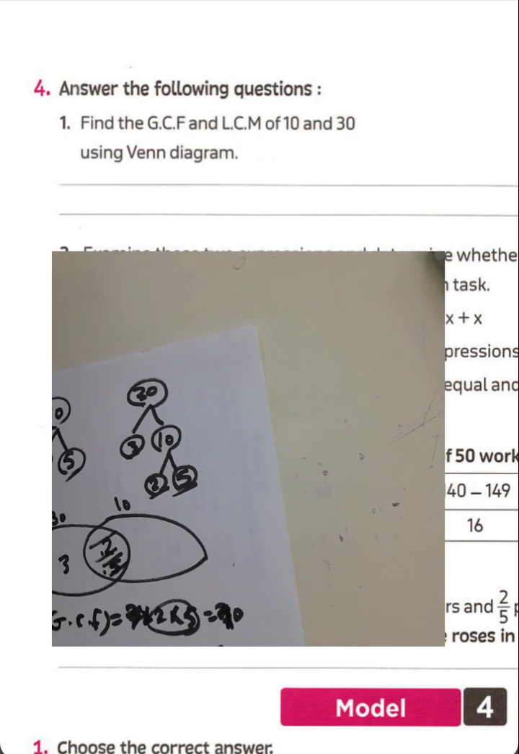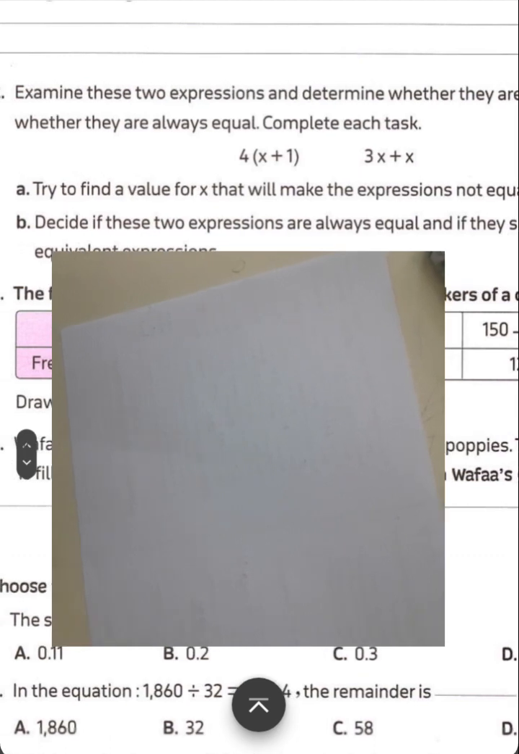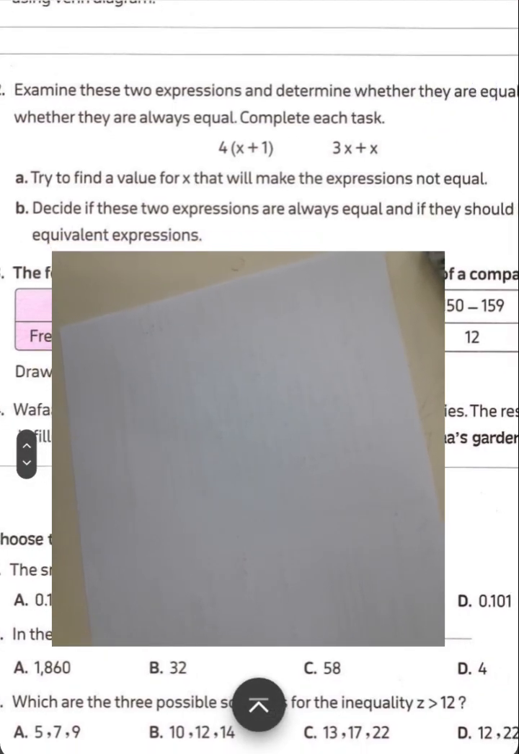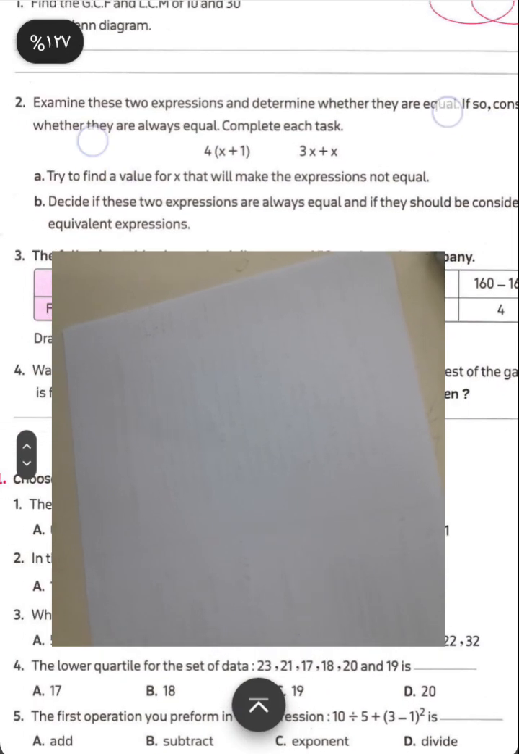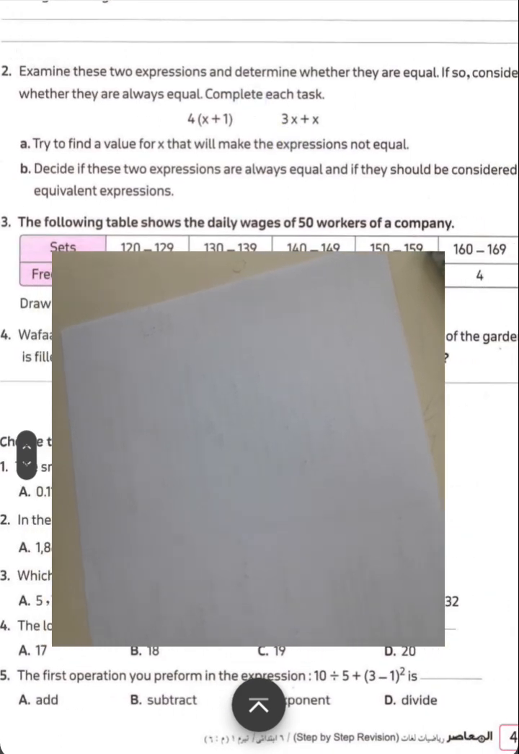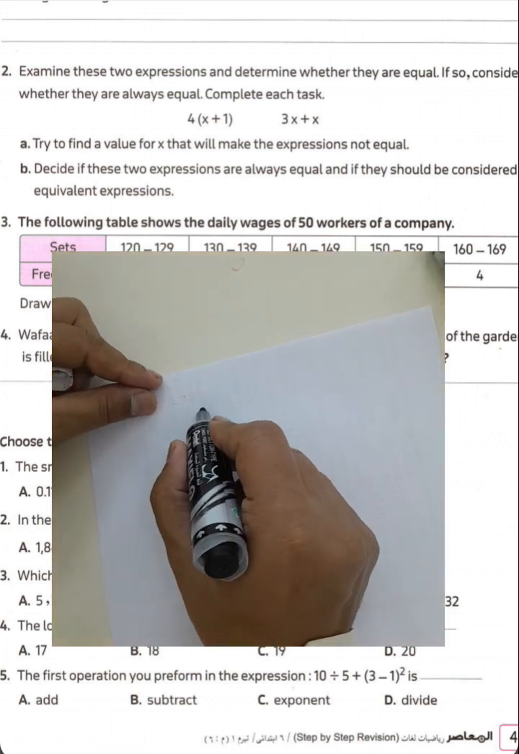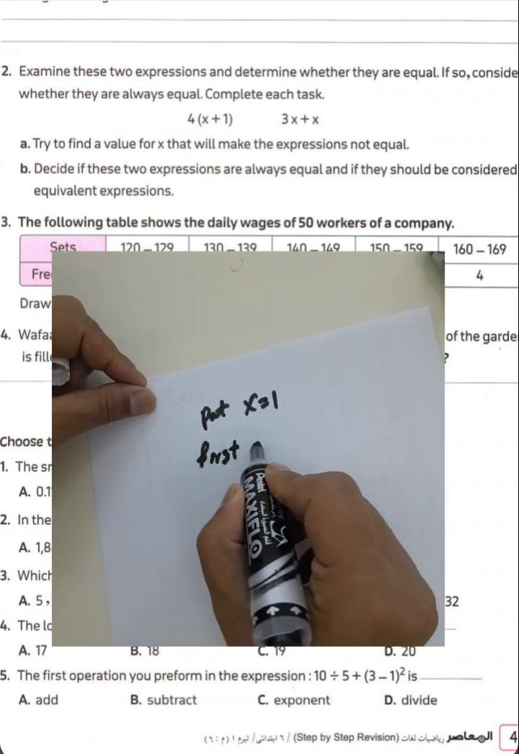Next question. Number 2. Examine these two expressions and determine whether they are equal. If so, consider whether they are always equal. Complete here. Put x equal 1 in the first expression.